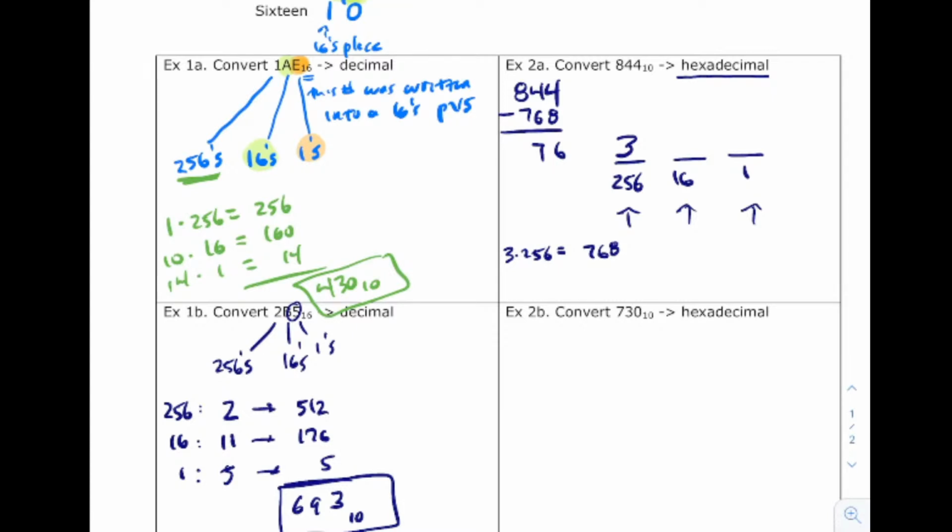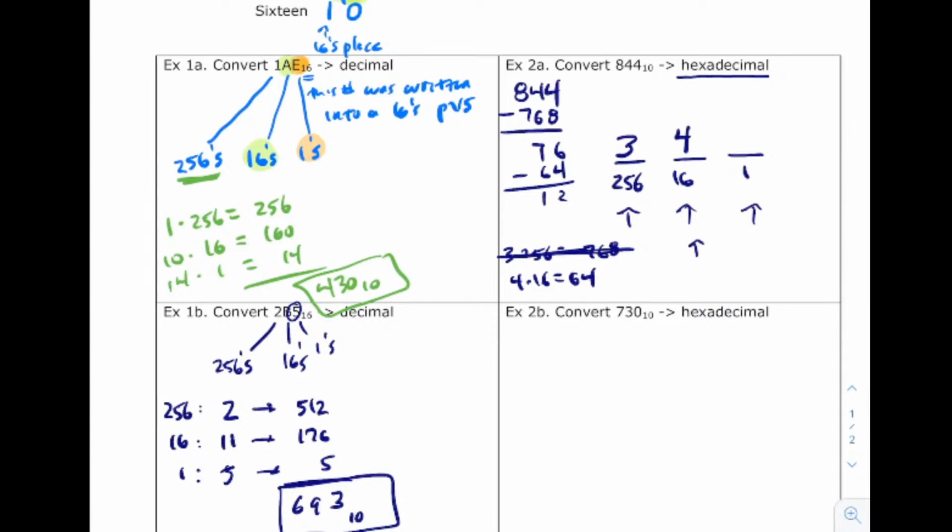So you take your 76 loose marbles, you come over to the 16s, and you say, how many times can I fill up a 16 box? 4 times, because 4 times 16 is 64. 5 times 16 is too many. So you can fill it up 4 times. And then you still got 12 left.